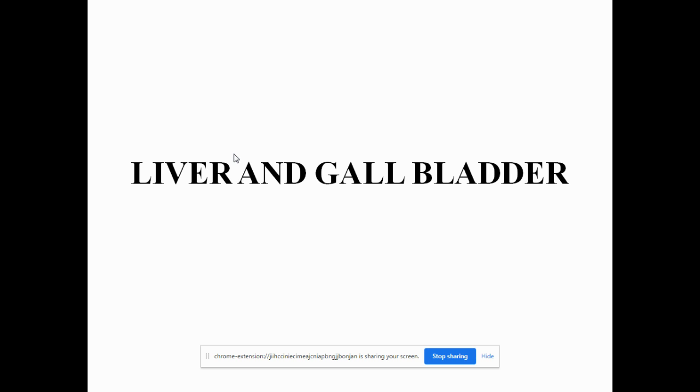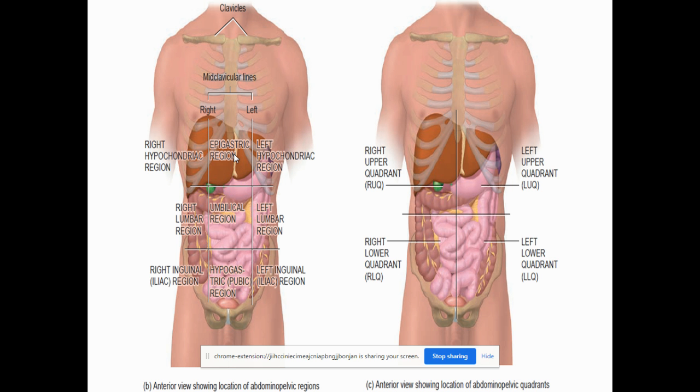Now we will see about the liver and gallbladder. We will study in detail the structure, the histology, the anatomy, and the functions of the liver and gallbladder. In the previous class, we have seen about the pancreas. So the secretions of the pancreas, liver, and the gallbladder flow into the duodenum.